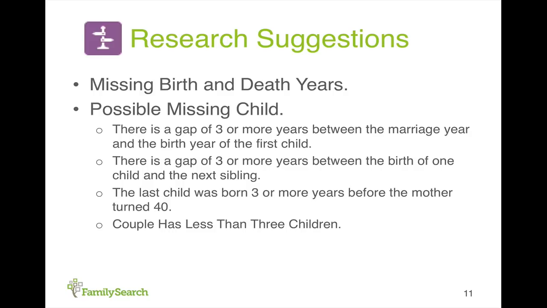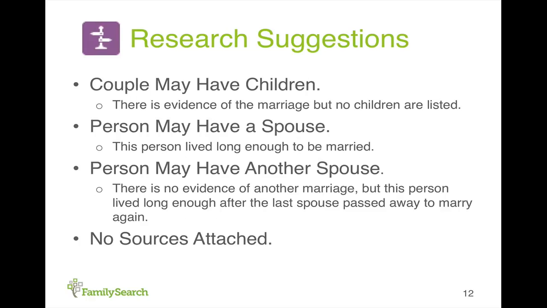Years ago, 100 years ago or so, that was not as common as it is today. Last child was born 3 or more years before the mother turned 40. Years ago, people tended to have more children and later in life to continue to have children. This last suggestion I'm showing you, couple has less than 3 children. In today's world, that's not a big deal. But 100 years ago, families tended to have larger families. So we just provide you some suggestions where there may be a possibility area where you may be working your family tree. Here's some additional suggestions that we give you.